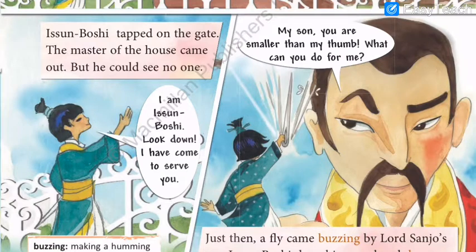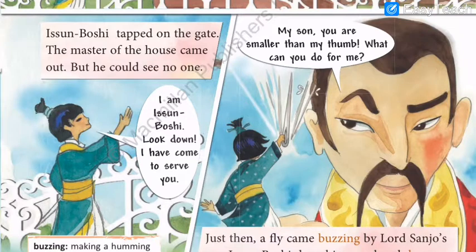To tap the gate means to knock on the gate. When you are outside and the gate is locked from inside, you knock or tap the gate for the person inside to come out and open it. Isn't it so? This way Issunboshi tapped the gate. Maybe he tapped the latch or whatever stopper was there. So Lord Sanjo came out.